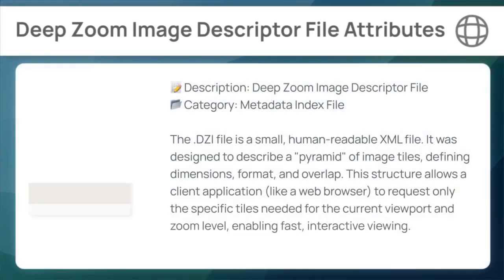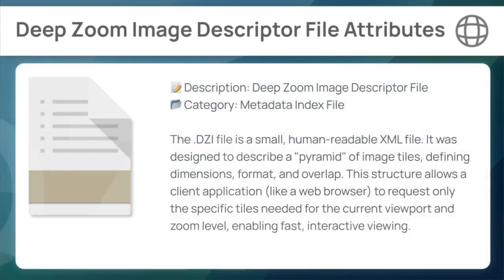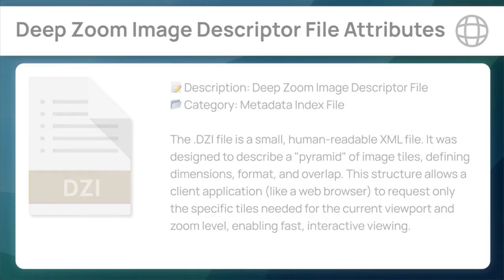The .dzi file is a small, human-readable XML file. It was designed to describe a pyramid of image tiles, defining dimensions, format, and overlap. This structure allows a client application, like a web browser, to request only the specific tiles needed for the current viewport and zoom level, enabling fast, interactive viewing.